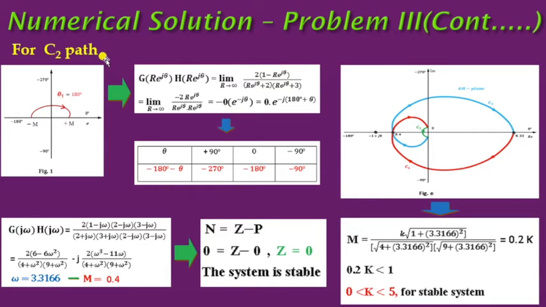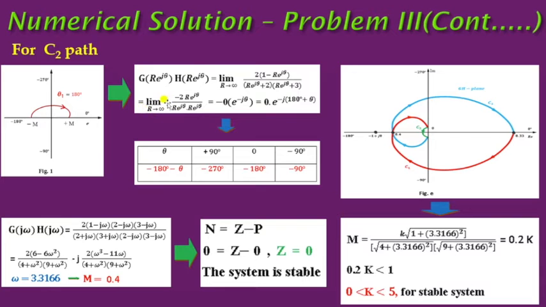For the C2 path, put s equal to R e to the power j theta and let R tend to infinity. So this is 2 into (1 minus R e to the power j theta) divided by (R e to the power j theta plus 2) into (R e to the power j theta plus 3). Then the 2, 3 and 1 are neglected. Then we get minus 2 R e to the power j theta divided by R e to the power j theta into R e to the power j theta.